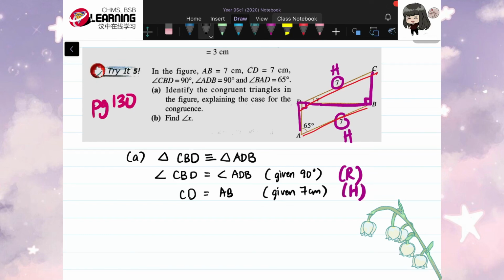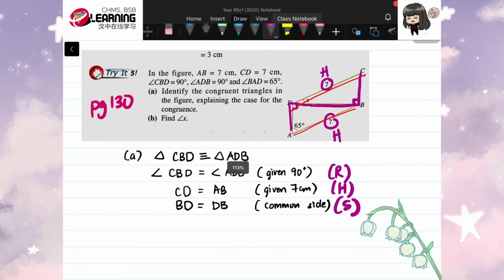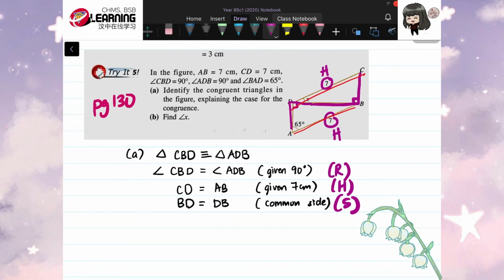The last one is the same side because they share the same common side. So BD equals to DB. Not BD equals to BD. So this one is a common or shared side. This one is side. So we already explained the case for the congruence here. So these two are confirmed congruent triangles.